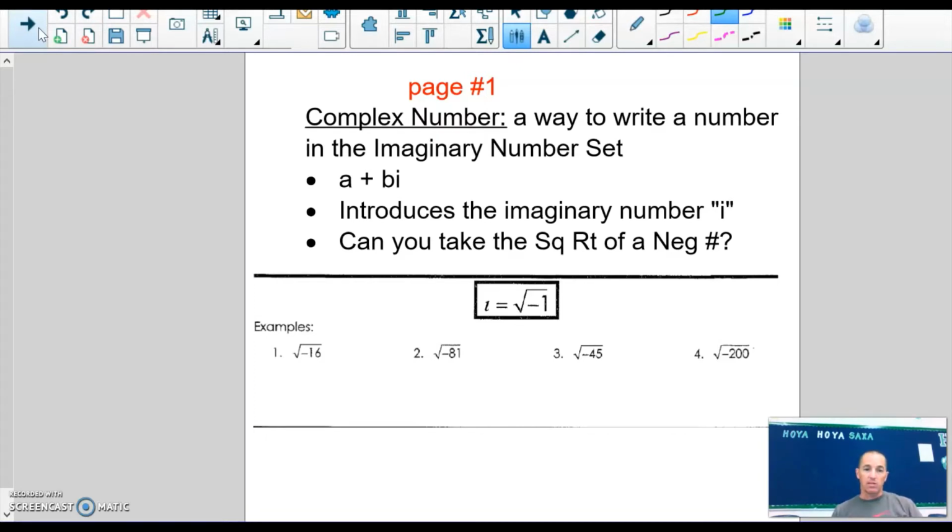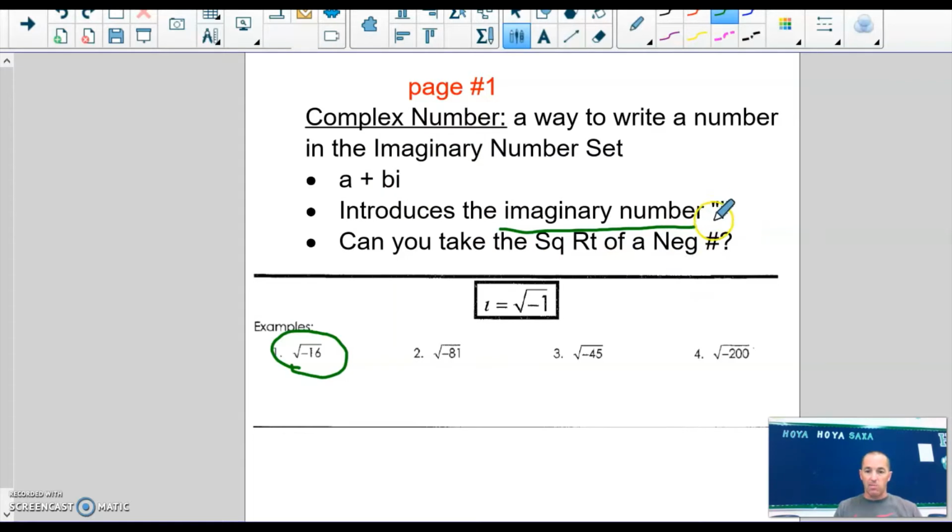So a complex number is a way to write a number in the imaginary number set. In previous math classes, you have had opportunities to take square roots of numbers. What you may remember is that you were told that you were never allowed to take the square root of a negative number. So the first thing we're going to do in Algebra 2 is show you exactly how to take the square root of a negative value. Okay? And that's where the imaginary number comes in.